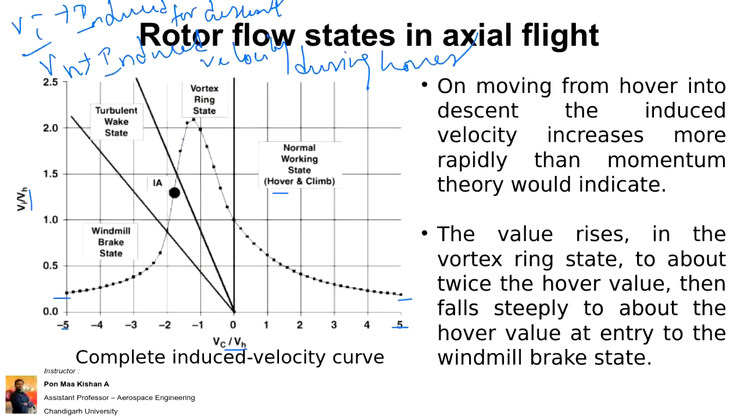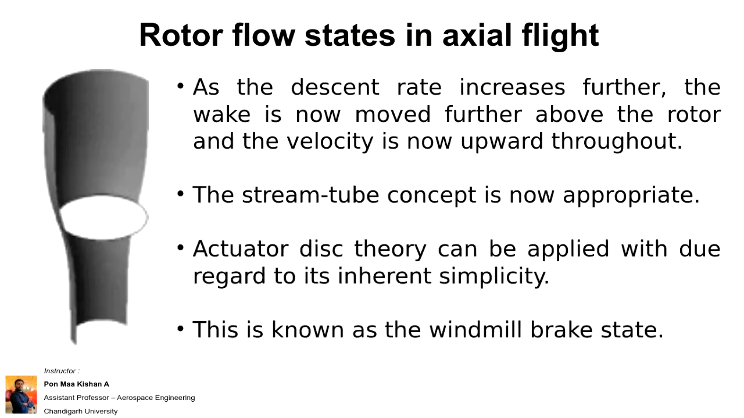So when descent rate is further increased, so increasing means this 0 less than, that is descent rate is increasing. Okay. So kindly consider that descent rate is increasing. So wake will be formed, and when descent rate is further increased, that is windmill brake state, after the wake is moved out of the stream tube condition, it is not going to have much effect on the helicopter during descent. Okay.